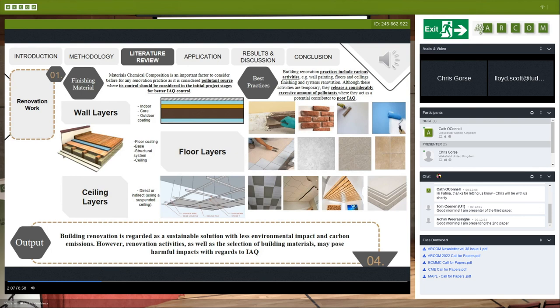Literature review. First, the renovation work. During the investigation, it was found that renovation practices and material selection were the main cause of pollutants released. For material selection, the investigation focused on finishings, where they are categorized into three groups: walls, floors and ceilings. Each has different layers and various selections of materials with different chemical compositions. For the renovation practices, it was found that although these activities are temporary, they release an excessive amount of pollutants, making building renovation a less sustainable solution if not managed properly.